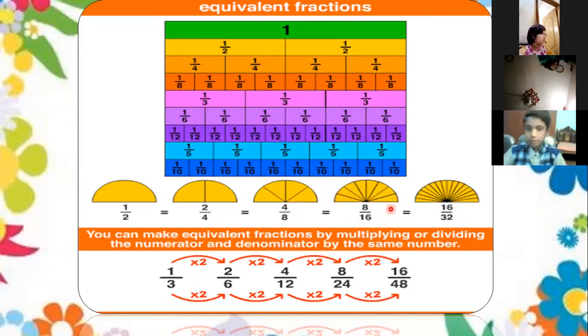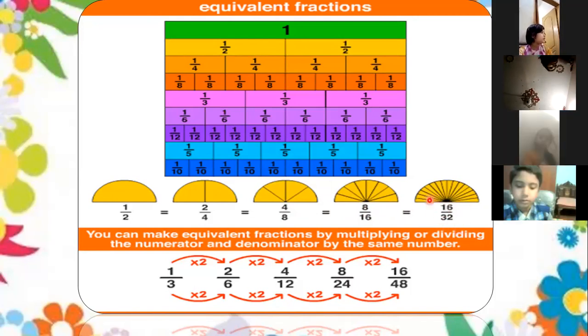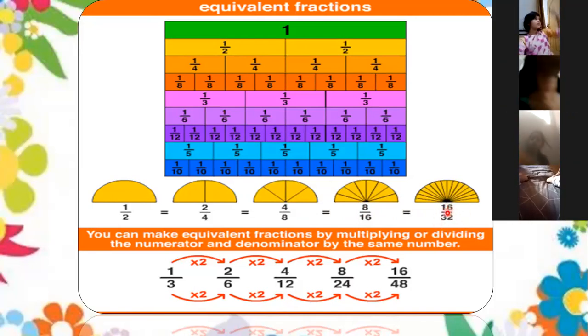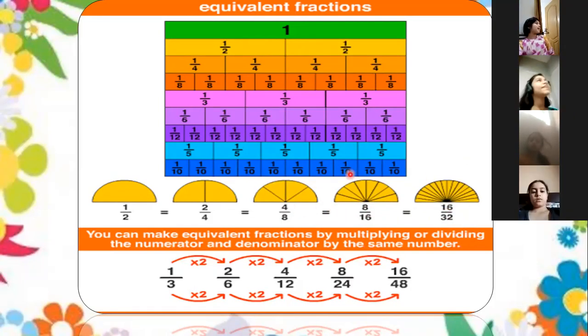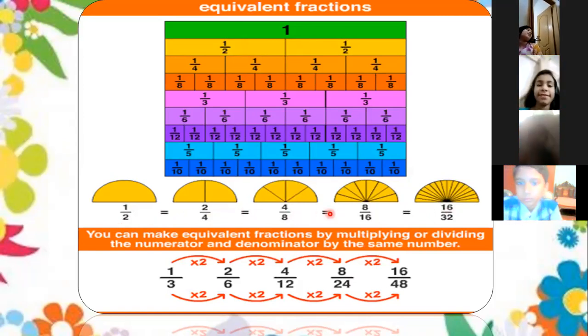Now the shape has been divided into 32 equal parts, and the numerator here is 16. 16 parts out of 32 equal parts. And this 16 upon 32, 8 upon 16, 4 upon 8, and 2 upon 4 is equal to 1 upon 2. These are all equivalent fractions. And we get these equivalent fractions by multiplying by the same number.